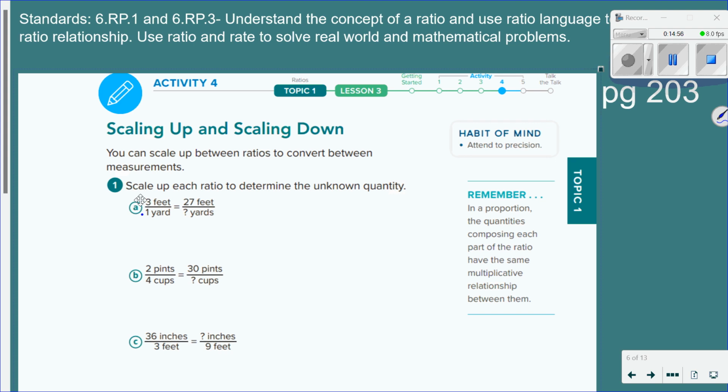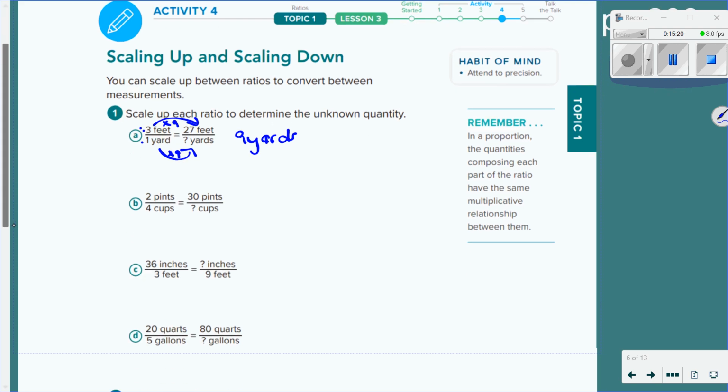So I'm starting where I have a numerator and a denominator. What do I do to 3 to get to 27 feet? Times 9. So 1 times 9 is 9 yards. It's that easy, guys. Does everybody understand what we're doing each time? Good. I want you to do B, C, and D. I'm giving you 2 minutes, and then we will come back and discuss. Go for it.